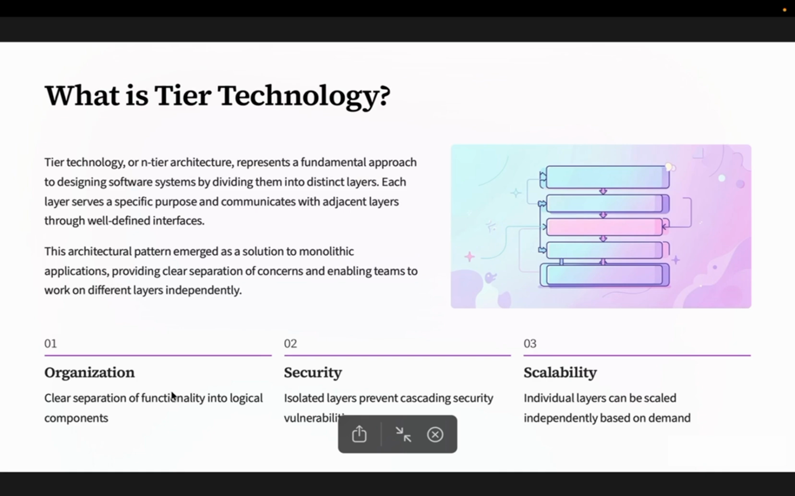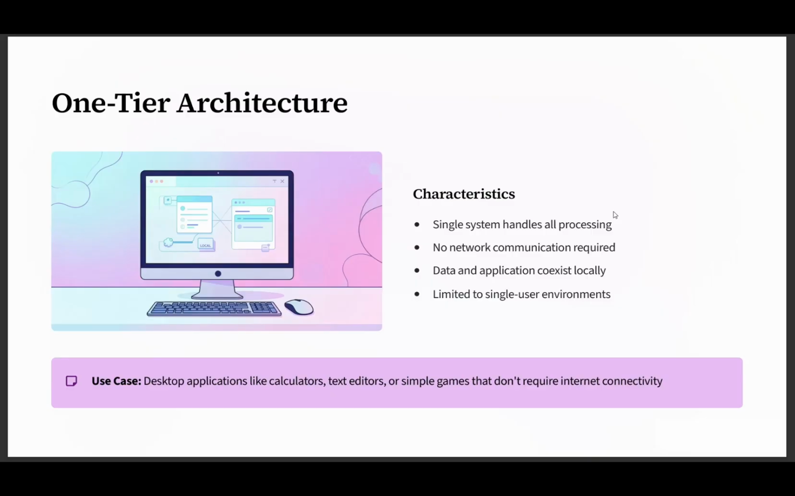Organization means the system becomes easier to manage. Security improves because problems in one layer do not directly affect the others. Scalability means individual layers can be upgraded independently depending on demand. The architecture is widely used in modern websites and applications. Now let's understand the different types of tier architecture.